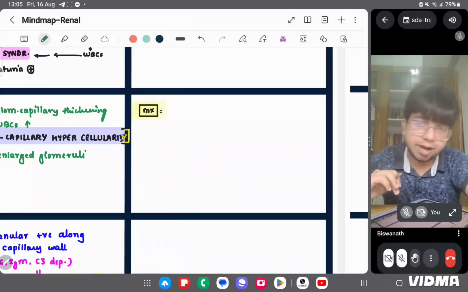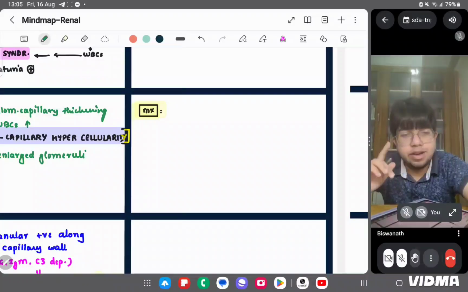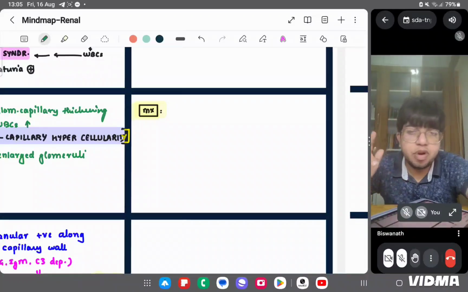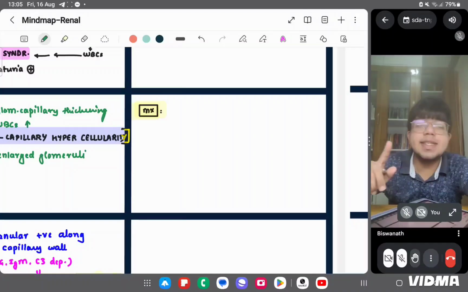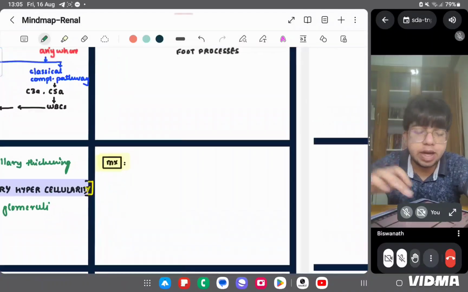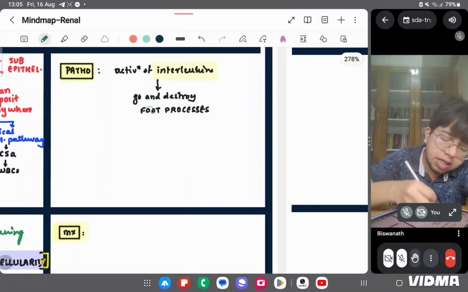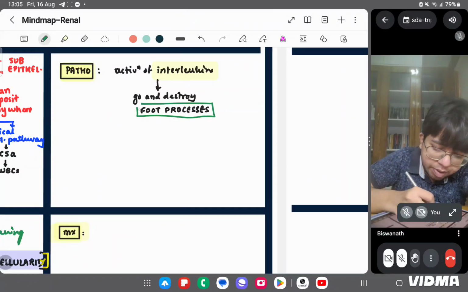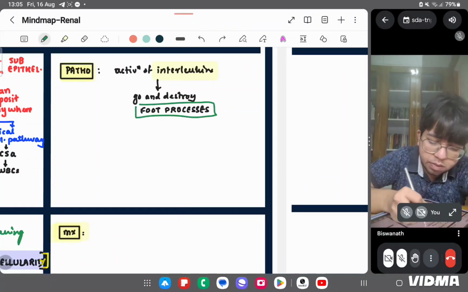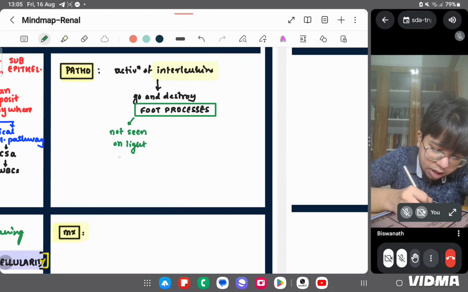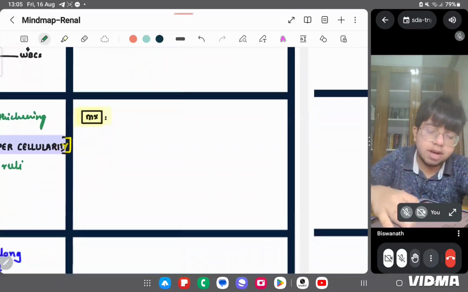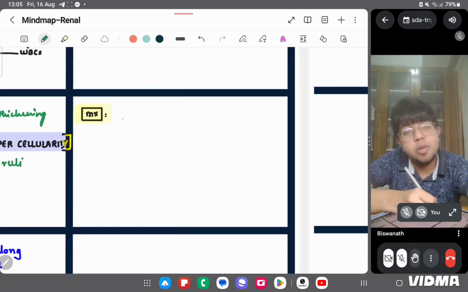Green color for microscopy. Okay, so see. Here, the foot processes are damaged, and the foot processes are not seen on light microscopy. Remember this fact: they are not seen on light microscopy. So what will happen is that in the microscopy, the glomerulus will appear entirely normal.